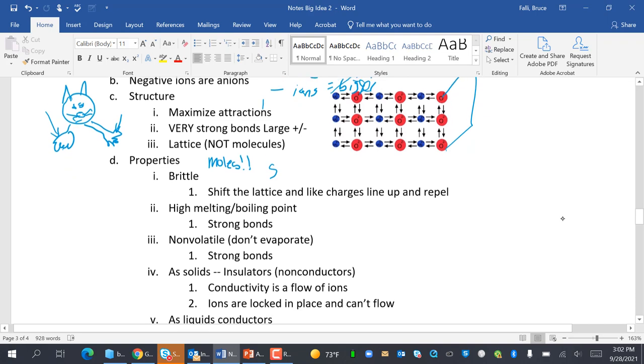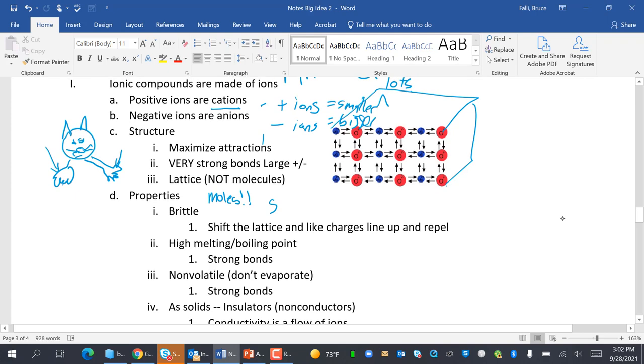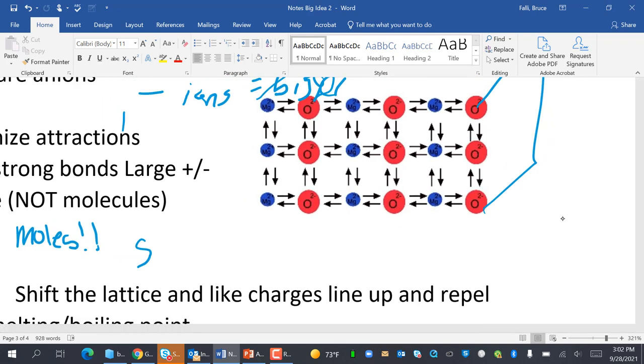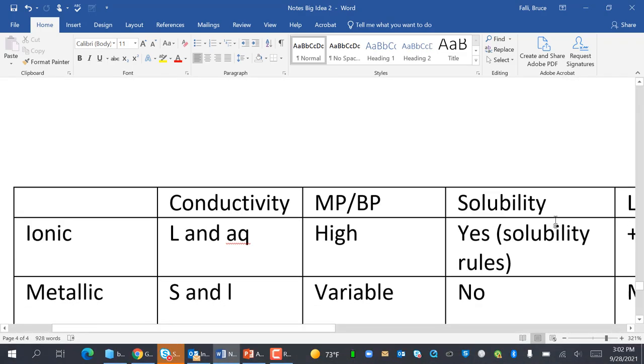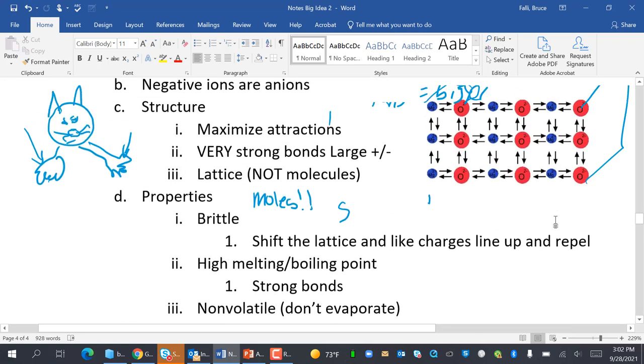Okay, properties of ionic compounds. They are brittle. If you hit them with a hammer, it will shift the lattice. See how on this part right here we've got blues that are positive and reds that are negative. If I hit it with a hammer and this shifts down a spot, what will happen is... these are not drawn properly. Oh my goodness. So it looks like I now have to redraw this. It should be positive, negative.